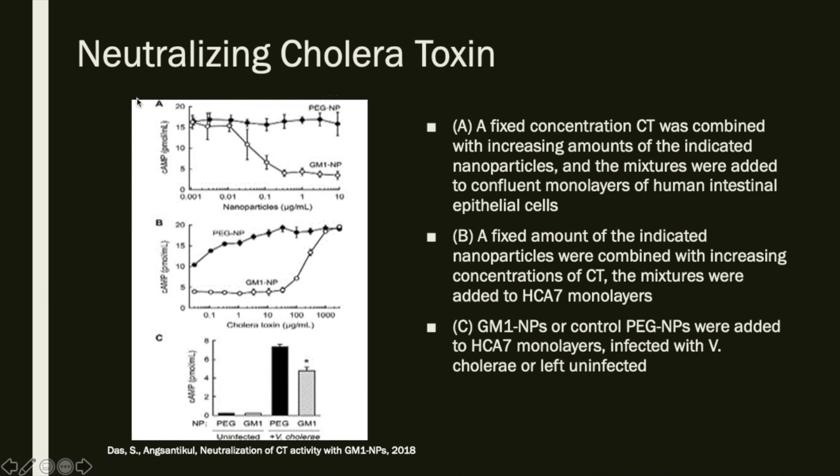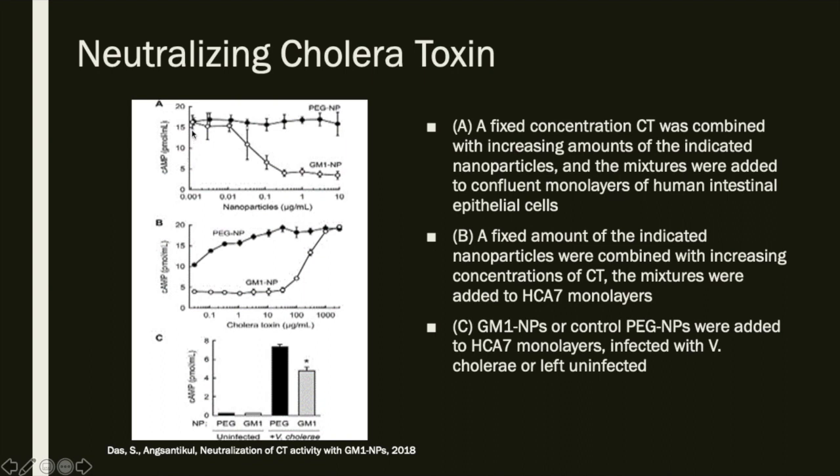They compared the results to a PEG NP, which was the control. It was a solution of just the nanoparticles and not the GM1 receptor. So there was no binding expected from this, and there shouldn't have been anything preventing the cholera toxin from binding. But the GM1 NP solution was the decoy solution that they used.